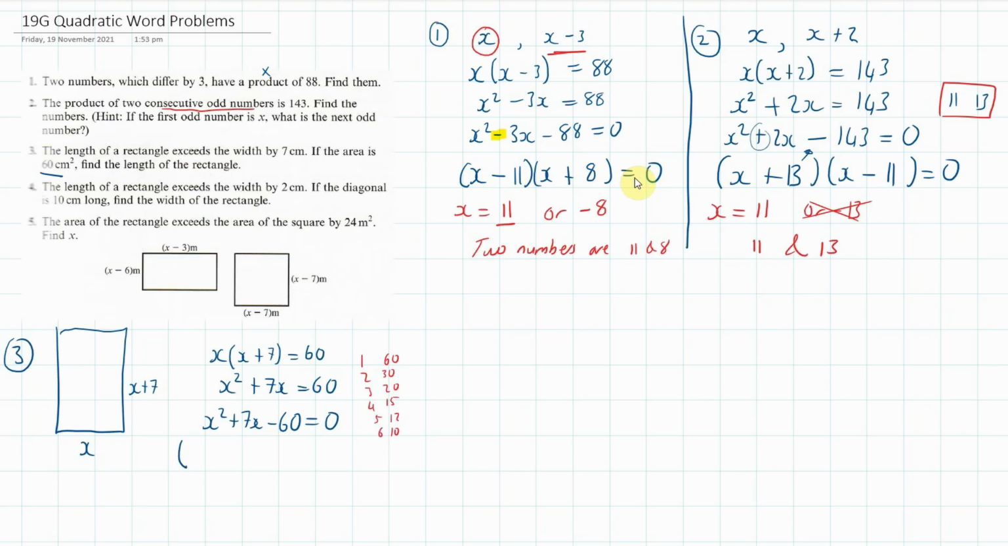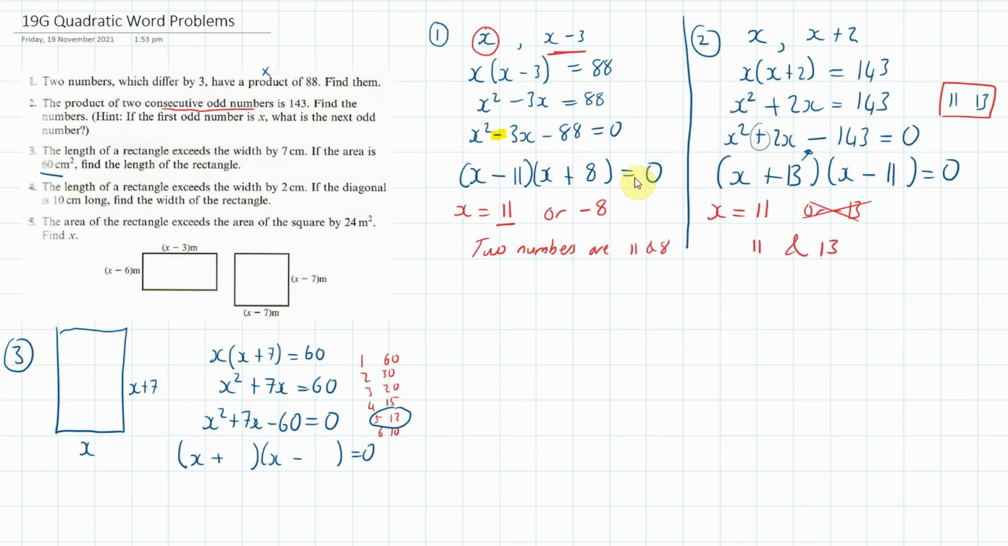Now again, we've got a type 3 here, so we've got one positive and we've got one negative. They should multiply to make 60, and the larger one should be positive, and the difference between them should be 7.